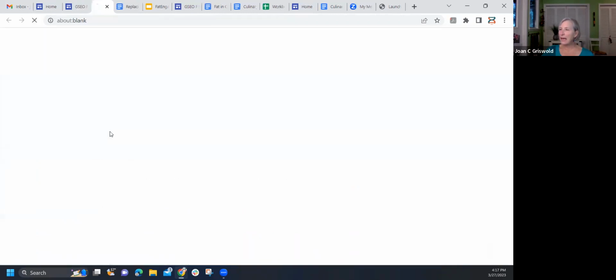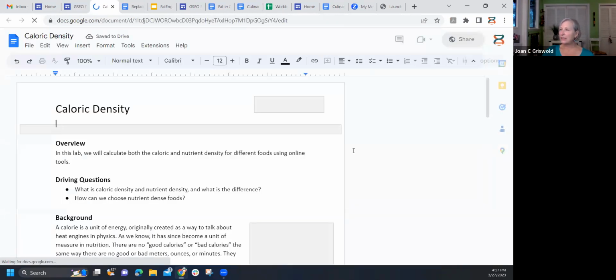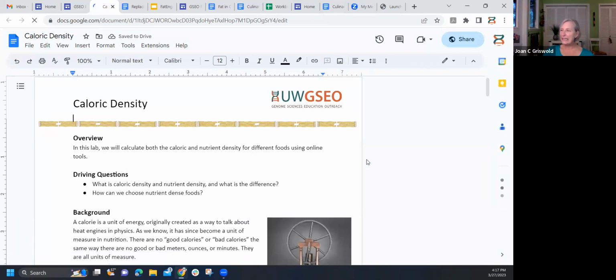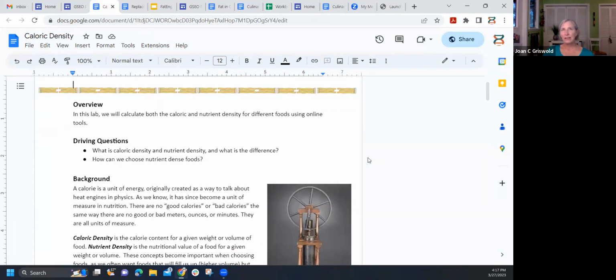And then the last lab for the fat section is on caloric density. So this idea that some foods are calorically dense, especially if they're high in fat, just because you've got 9 calories per every gram of the food compared to proteins and carbohydrates.